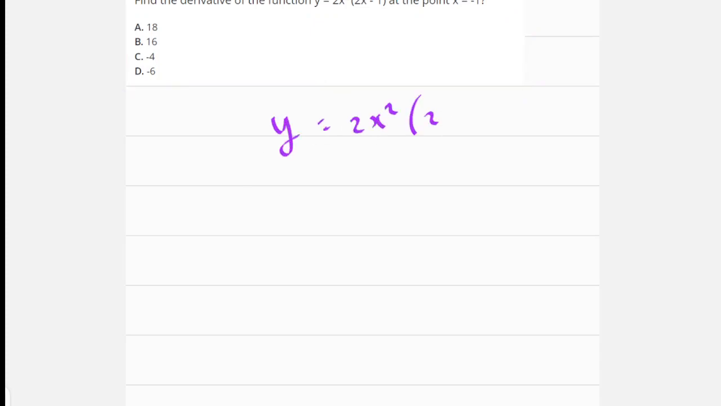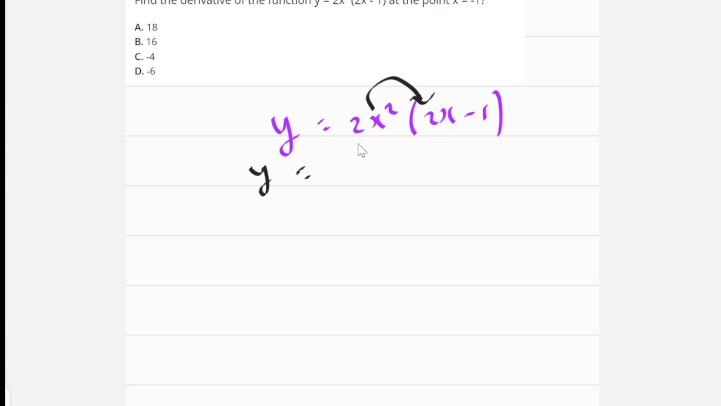2x squared, 2x minus 1 at the point x equals minus 1. That is, after finding the derivative, just substitute the value of x to be minus 1. That is not difficult to do as well. You can do this in two ways. If you don't want to stress yourself, just multiply it through. You multiply out by 2x squared, or you can use your product rule.